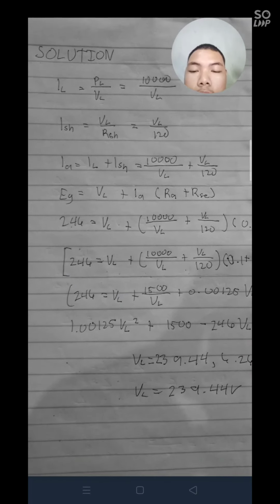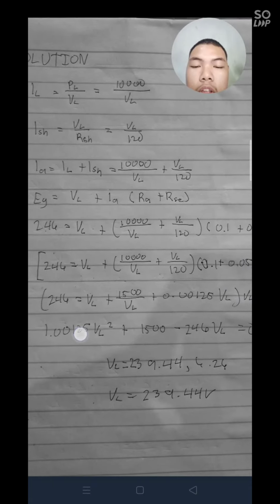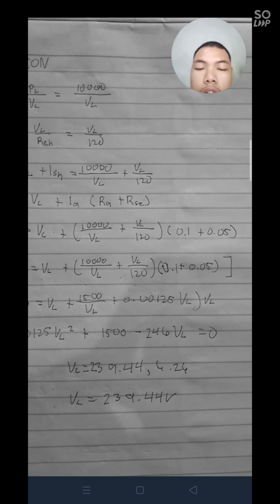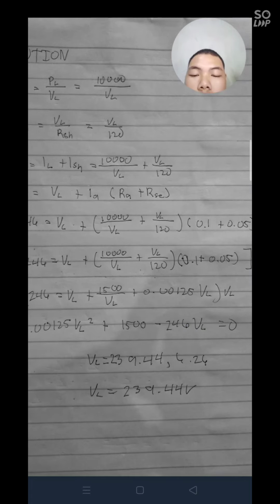So 1.00125 VL squared plus 1,500 minus 246 VL equals 0. So VL is equal to 239.44 volts.